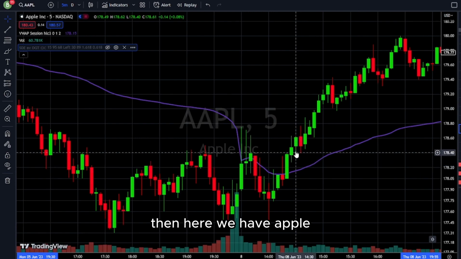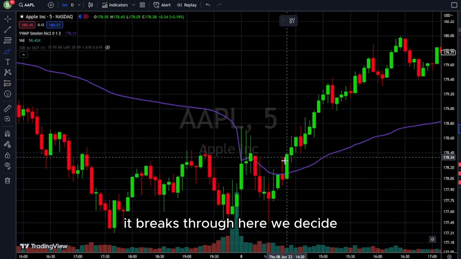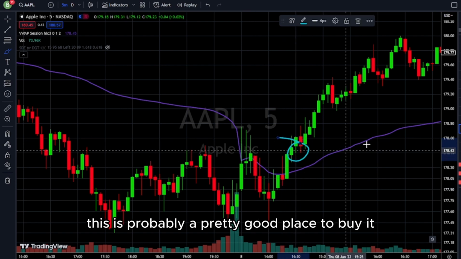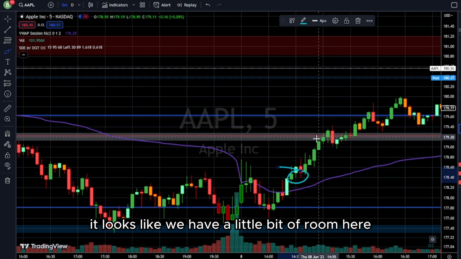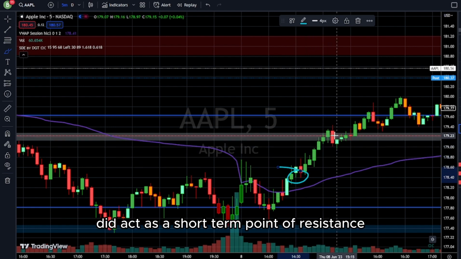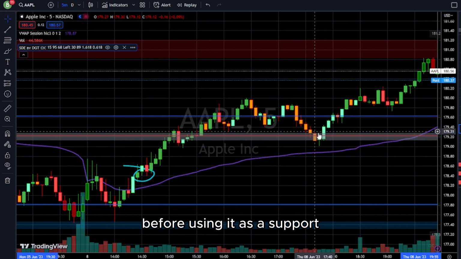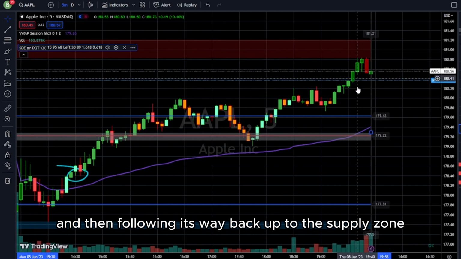Then here we have Apple. This one is looking pretty good to us as well. We're using our VWAP again. It breaks through here. We decide this is probably a pretty good place to buy it. Double check on the demand zones. It looks like we have a little bit of room here before it reaches that equilibrium point, which as you can see did act as a short-term point of resistance, but it eventually broke through that before using it as a support and then following its way back up to the supply zone up here.